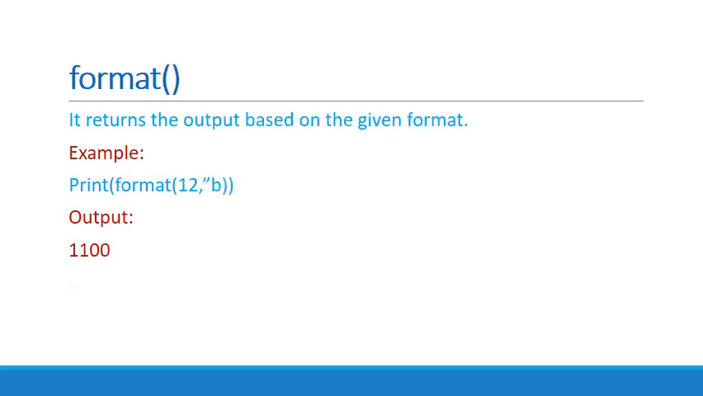Next, format function. This function returns the output based on the given format. That is, it may be in binary or in octal or in fixed point notation. Here we are getting the output in binary format.